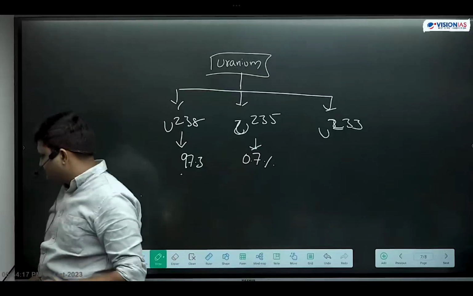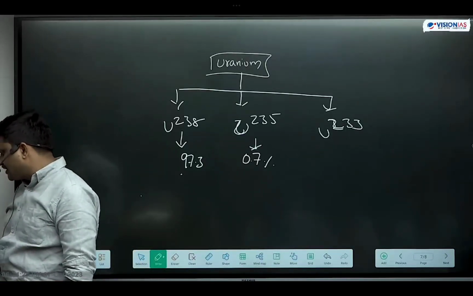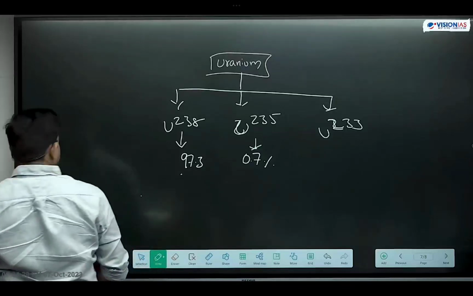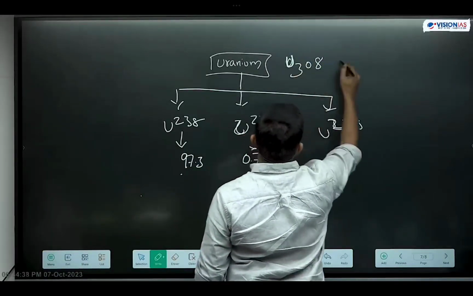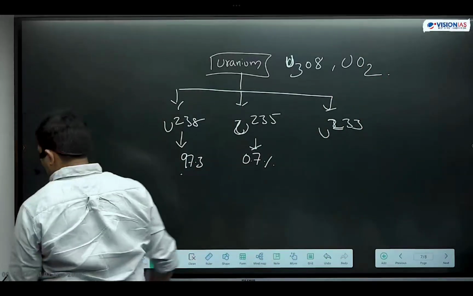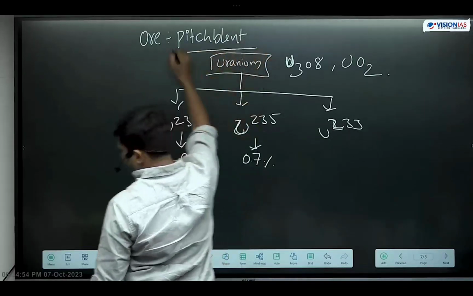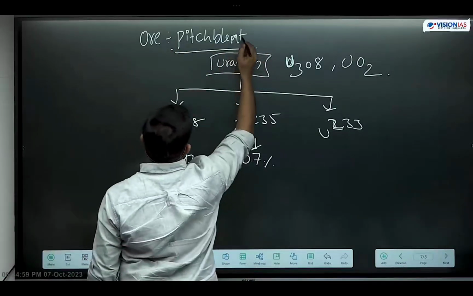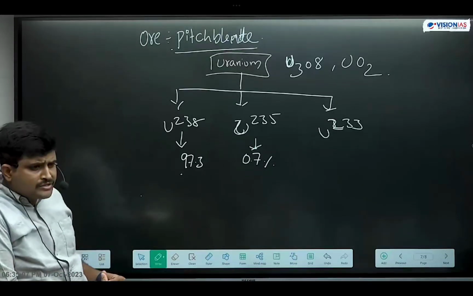Uranium is a naturally occurring radioactive element. Ore of uranium is known as pitch blende.